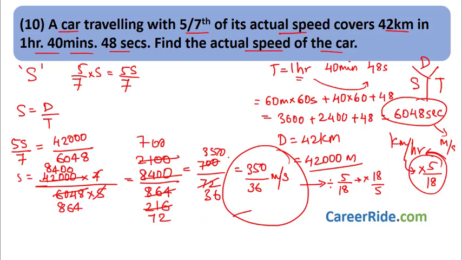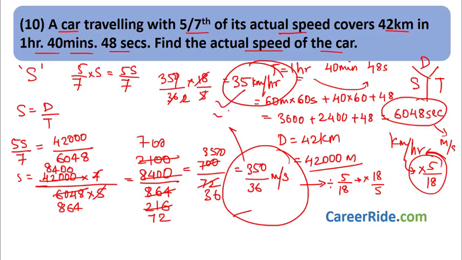So what do we have? Let's calculate it over here. We will have 350 upon 36 multiplied by 18 upon 5. This becomes 2. 5 2s are 10. This 10 gets cancelled with this 0. We get 35 kilometers per hour. This is the actual speed of the car. See how easy it was.